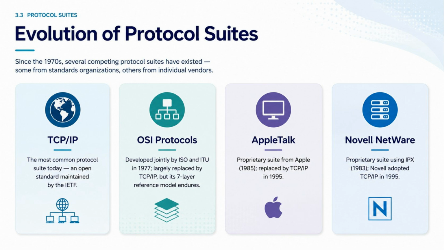4 historical protocol suites, shown on screen. TCP/IP, the open standard that won out, maintained by IETF. OSI protocols, ISO/ITU, largely replaced, but its 7-layer model still matters. AppleTalk, proprietary, retired 1995, and Novell NetWare, proprietary IPX, also retired 1995 in favor of TCP/IP.